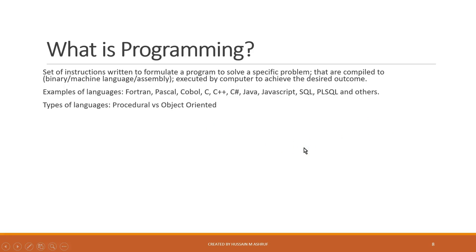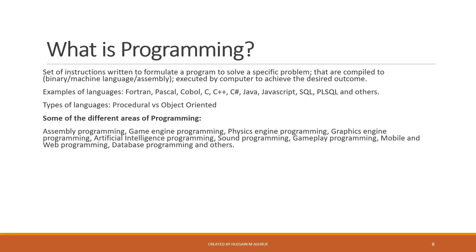Types of languages: procedural versus object-oriented. These are the two high-level categorizations of programming languages. Some of the different areas of programming are assembly programming, game engine programming, physics engine programming, graphics engine programming, artificial intelligence programming, sound programming, gameplay programming, mobile and web programming, database programming, and others.